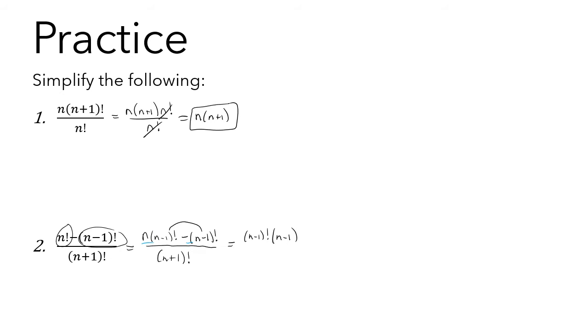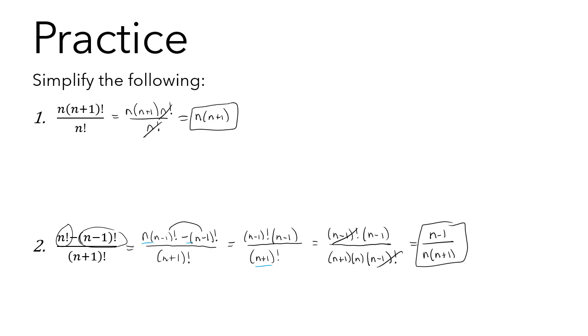Okay, and then this is all divided by n plus 1 factorial. Now this bottom part, I'm going to undo 2 times to get it all the way to n minus 1 factorial. So that gives me on the top n minus 1 factorial times n minus 1, divided by n plus 1 times n times n minus 1 factorial. Now these will cancel, and I'll be left with just n minus 1 over n times n plus 1. And I've eliminated factorial, so I'm done.